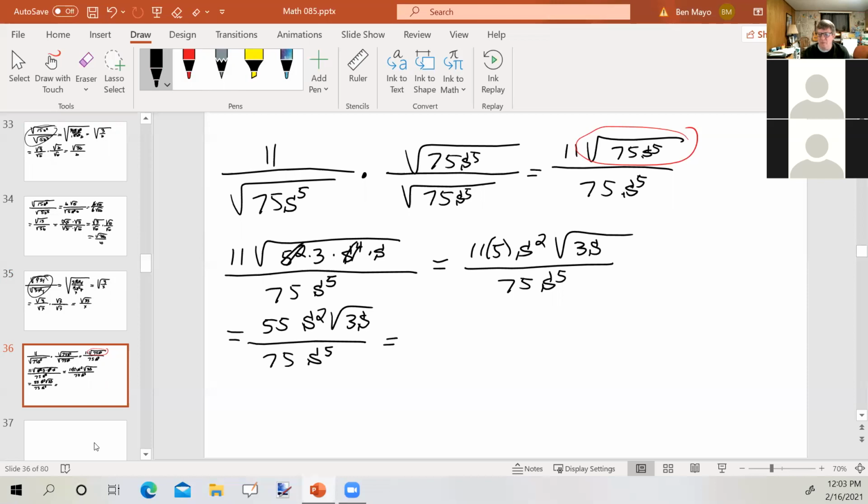I know you're thinking, will this problem ever end? I can reduce 55 over 75 and make it into what? 11 over 15. S squared over s to the 5th becomes s cubed on the bottom, and I've got the square root of 3s on top. So final answer, 11 square roots of 3s over 15 s cubed. Wasn't that fun?